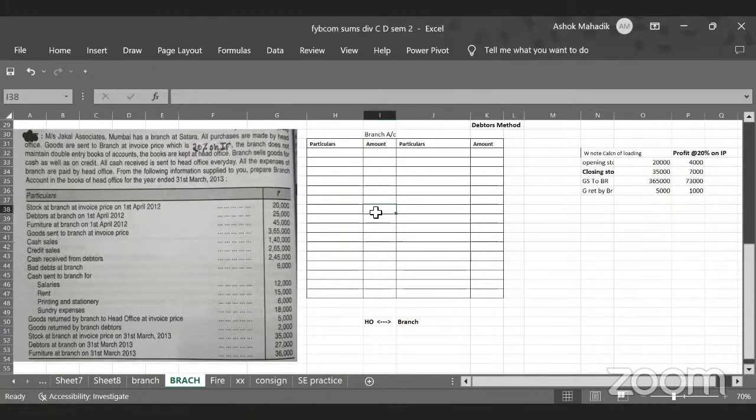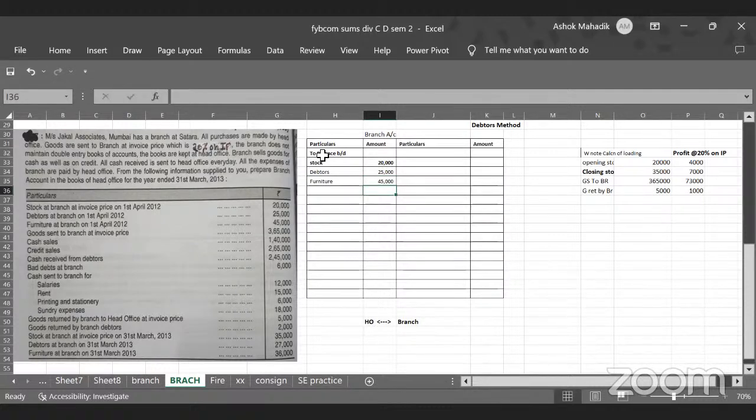Okay. So we are given some opening balances. So we'll record on the debit side to balance brought down. Okay. Now we'll record all the opening balances which are given to us. Okay. First, stock 20,000. Then debtors 25,000. Furniture. In this method, we'll record all the assets, including furniture, machinery, whatever they give. Okay. Furniture balance 45,000. Okay.